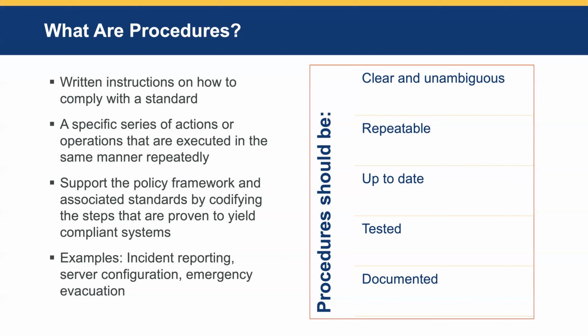If any steps need to be updated to account for the new type of technology being used, that should be documented and updated. Then those procedures should be tested, and everything, of course, should be documented. We have various examples of different types of procedures that we can follow. These include incident reporting, server configuration, and emergency evacuation.